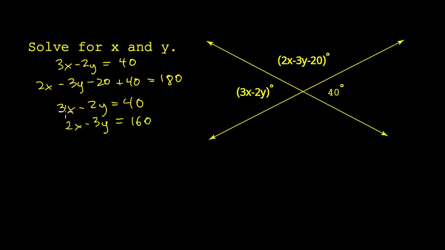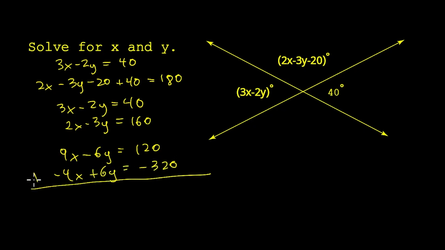Now we're going to multiply the first equation by 3. So we'll have 9x minus 6y equals 120. And we will multiply the second equation by -2. So we will have -4x plus 6y equals -320. Now we do our elimination.